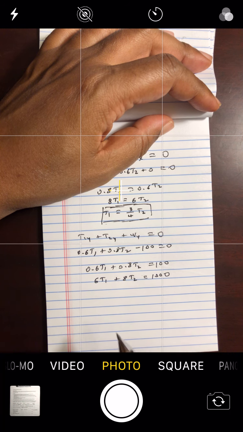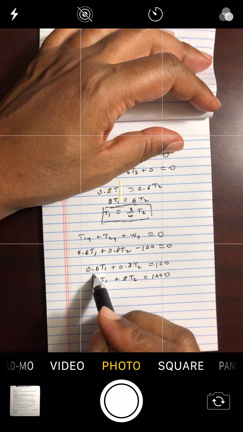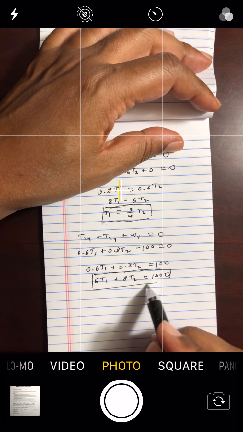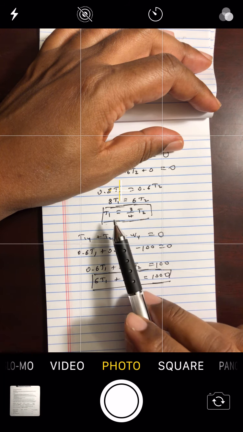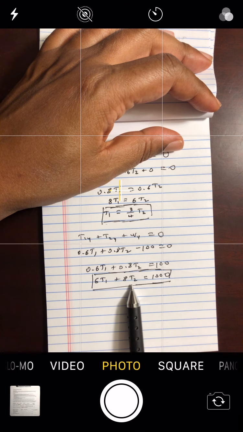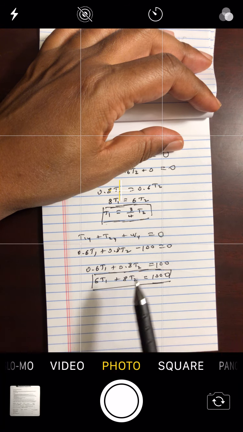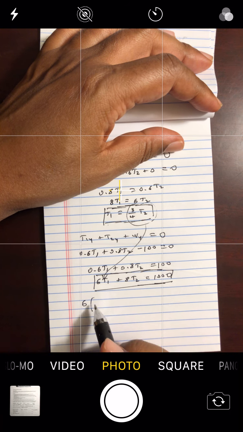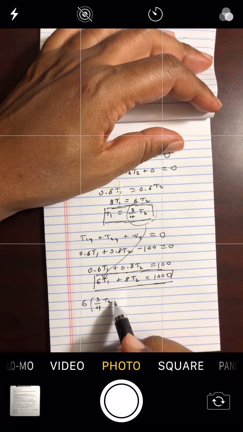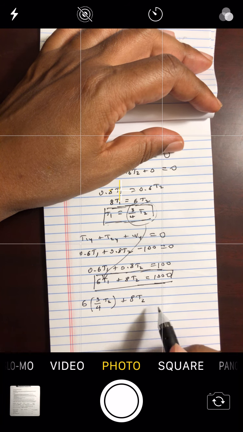So we have two equations. We have this equation and this equation. There are two ways of solving these problems, either method of elimination or method of substitution, but in this case it looks like substitution is easier. You can just replace T1 by 3/4 T2 over here, and that'll give us an equation in one variable. So instead of T1, I'm going to put 3/4 T2 over here. That gives me 6 times 3 over 4 T2 plus 8 T2 equals 1000.